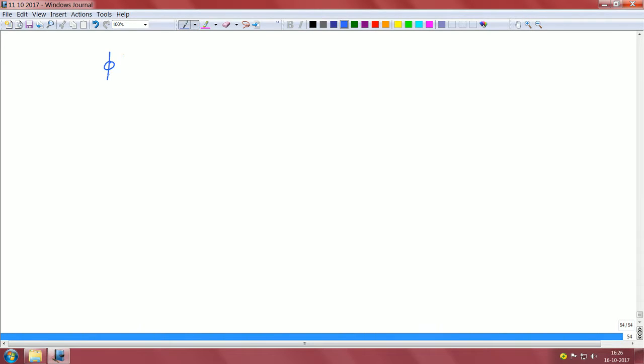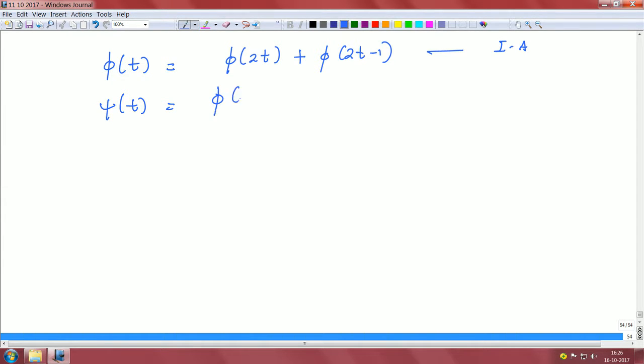So, phi of t is basically phi of 2t plus phi of 2t minus 1, I call it 1a, and psi of t is basically phi of 2t minus phi of 2t minus 1, I call it 1b, together this set is 1.